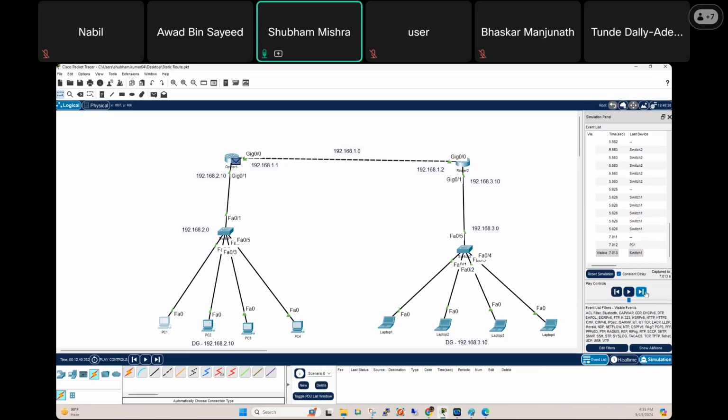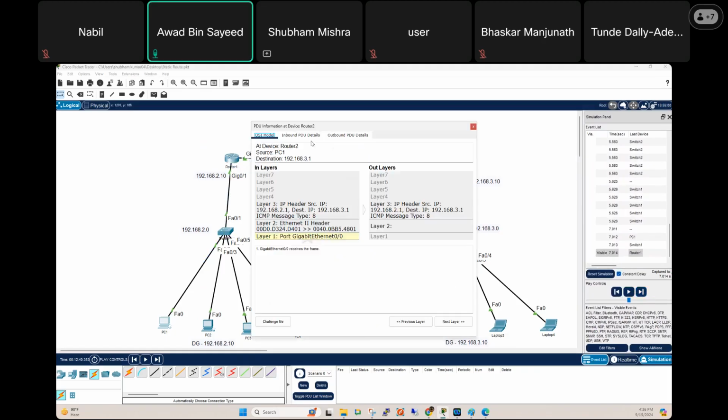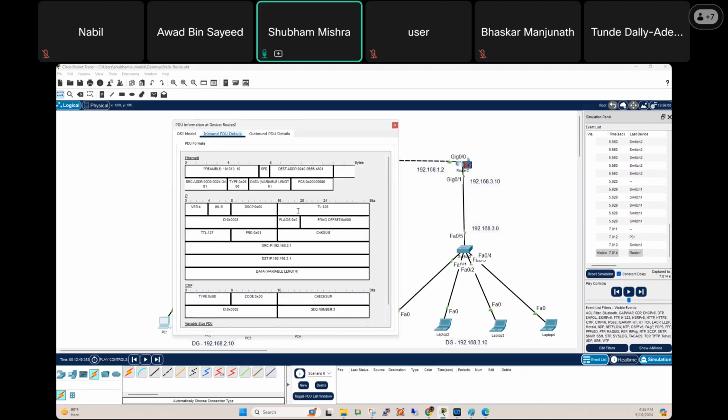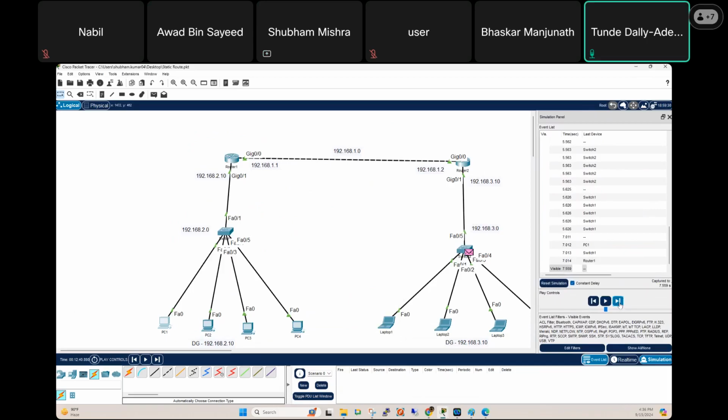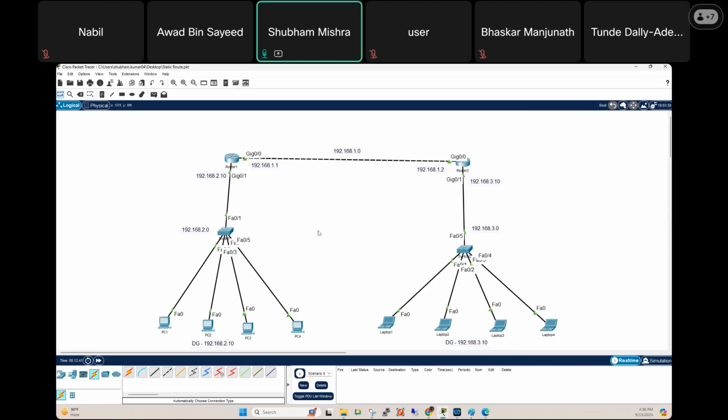The packet reaches the router. What is the router doing? Forwarding. The router forwards the packet. Now the packet reaches here, and this packet is dropped here. Why? Any reason? Maybe the destination IP is not in the routing table, but the default gateway is there. I'm not getting it. Tell me the exact answer.